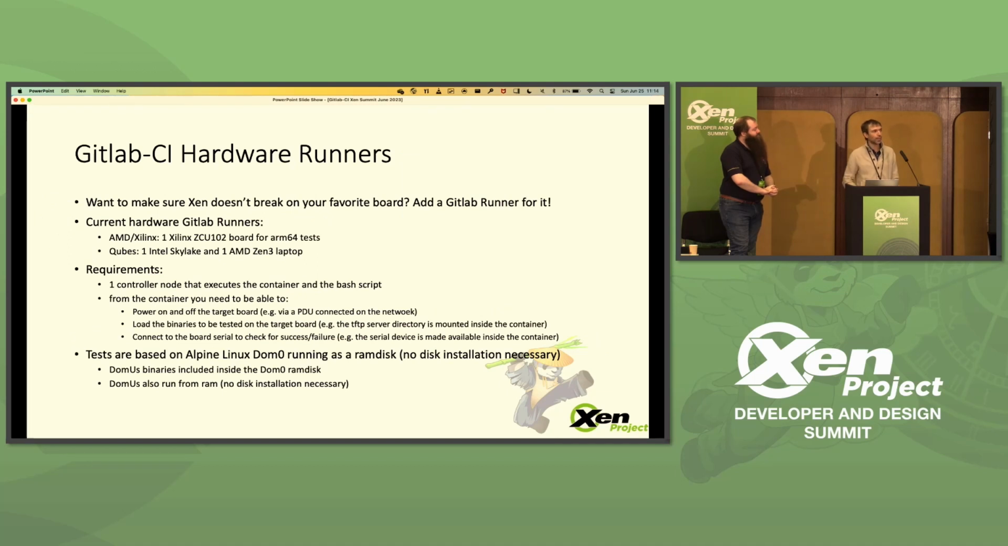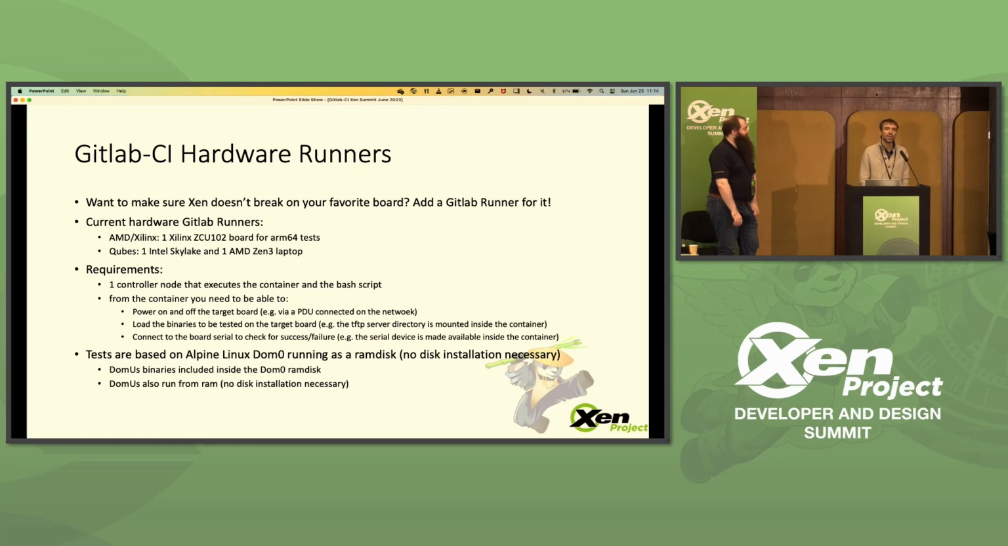Which leads me to encourage everyone in the community. Do you want to make sure Xen does not break on your hardware? Get a runner up and running, and then it's going to be continuously tested. We have staging continuously tested on both the Xilinx runner and the Cubes runners. So now you really can make sure Xen releases are not going to break on your favorite board.